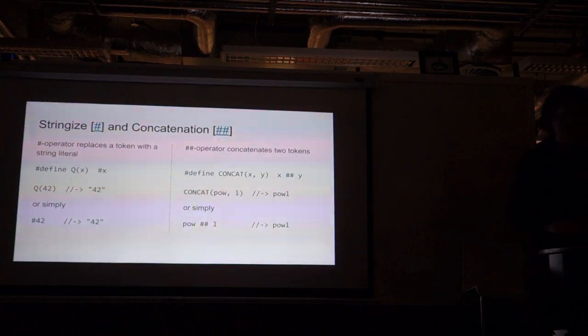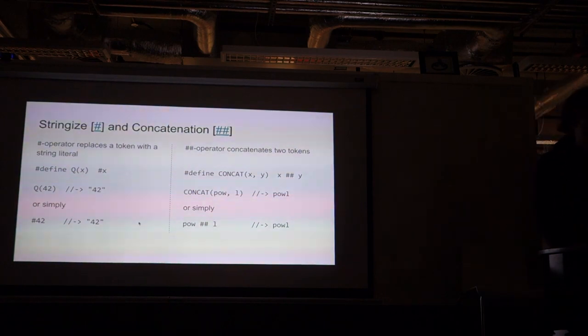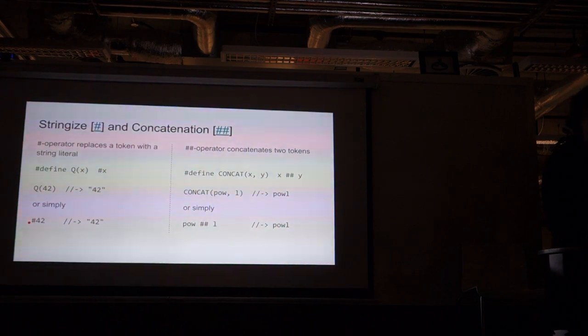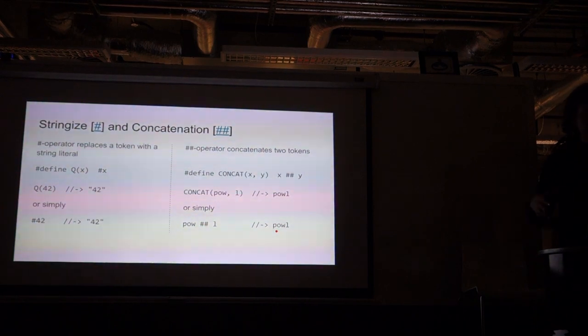So let's talk about the basic operators sharp and sharp sharp. The sharp operator replaces a token with a string literal. Let me call the pointer. If we look at this example below, sharp 42 will expand into the string literal "42". Similarly, sharp sharp concatenates into the identifier pow. If you're familiar with C functions, it's a function which takes a long and calculates the power of something.